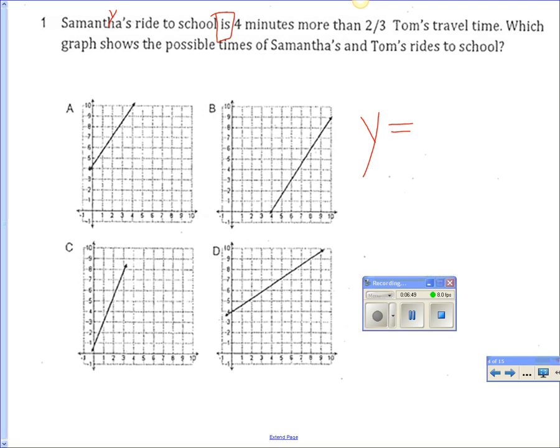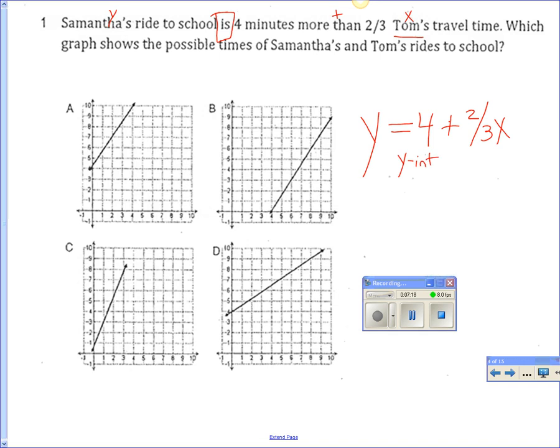Equals, okay? So what do you think comes after the equals? 4. 4 minutes more than. What do you think I put for more than? Plus. All right, what comes after the plus? 2/3. And then good, I'm going to let Tom be X. So this is my Y equals. Y equals 4 plus 2/3 X, okay? Julius, which one of these is the Y-intercept? Very good. 4 is my Y-intercept.